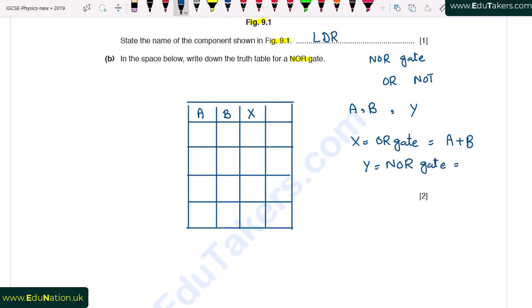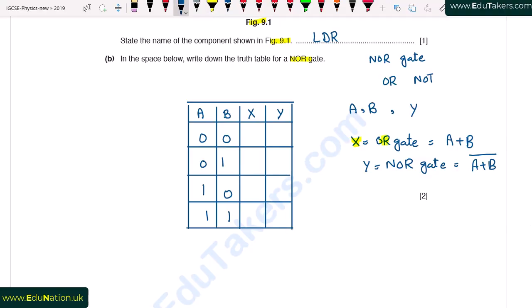When we apply NOT over this, it will be A or B with NOT symbol over it. So I write here Y. The inputs are 0, 0, 0, 1, 1, 0 and 1, 1. So first of all, we have to find out the value of X, and X is basically OR gate.